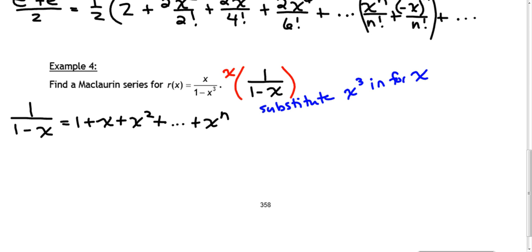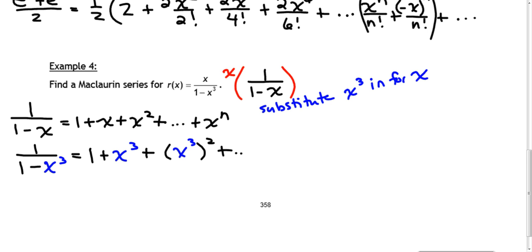So first thing I'm going to do is I'm going to have 1 over 1 minus, and instead of having an x, I'm going to have an x cubed. So that's going to be 1 plus x cubed plus x cubed squared plus x cubed to the n. And then the last thing that I need to do is multiply this by x.